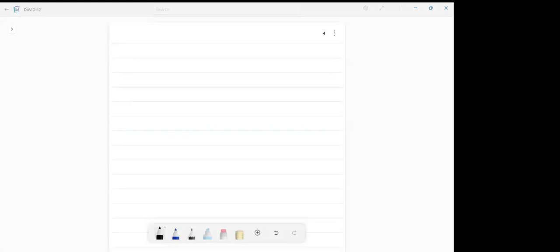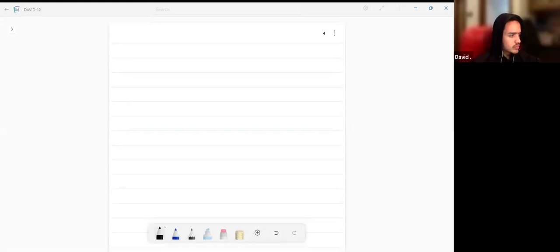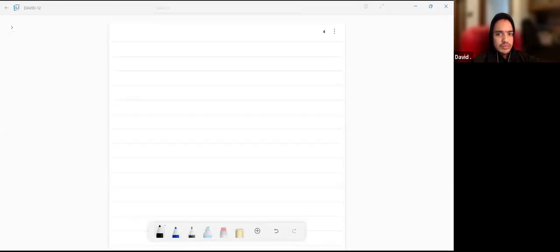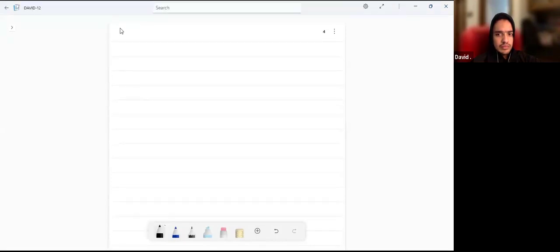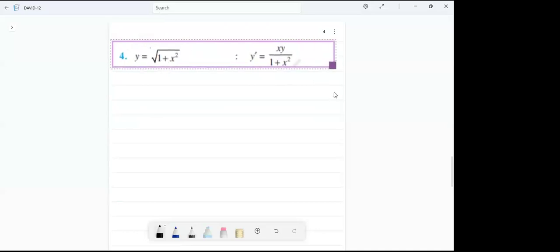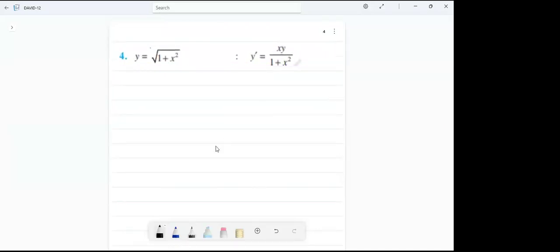Now doing question number 4. Okay, sir. We have y equals root of 1 plus x square and y dash equals xy over 1 plus x square.